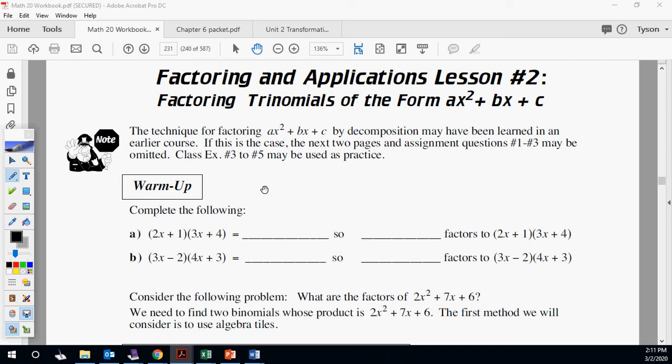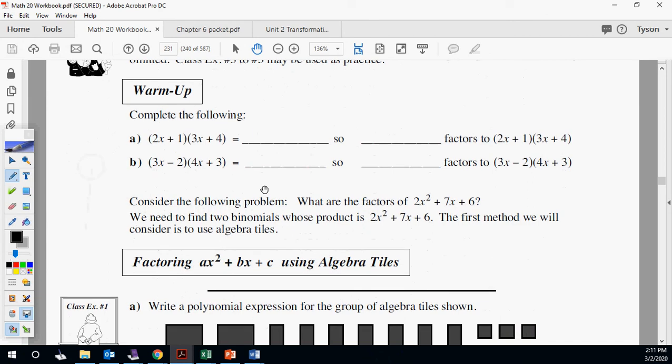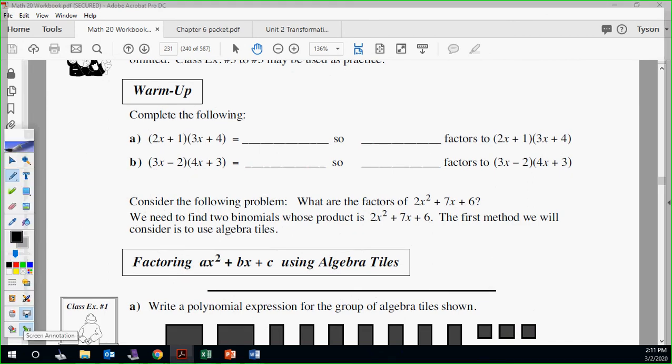So we're doing factoring trinomials in the form of ax squared plus bx plus c, focusing on when a is not 1 today. And so we'll use a method called decomposition. So just a little warm-up just to kind of get used to the look. So just FOIL these out. That's what they want you to do.